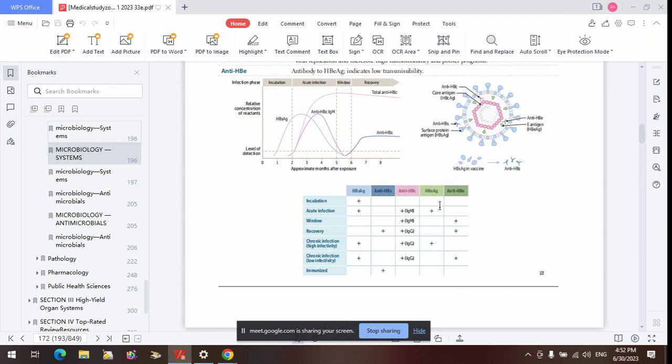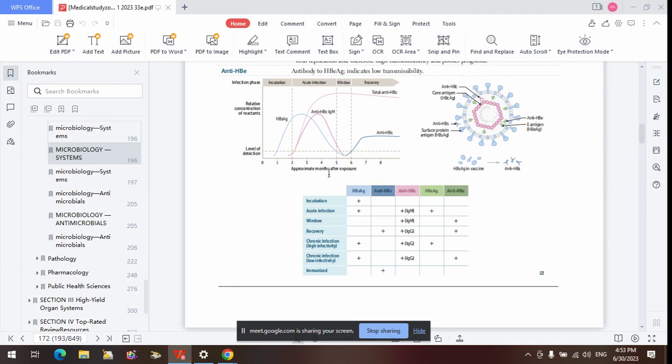So the envelope antigen has been eradicated completely in the window. It is only the core that remains. That means the infectivity is out of it in the window period. Yes. Okay, so the E has been eradicated completely, and the anti-HBe is the one that is there.